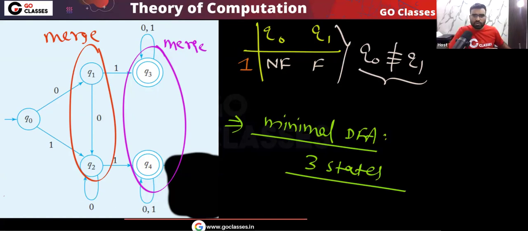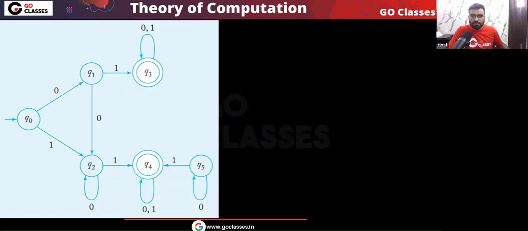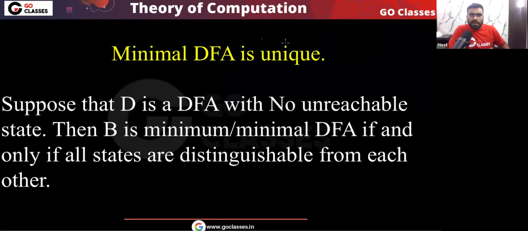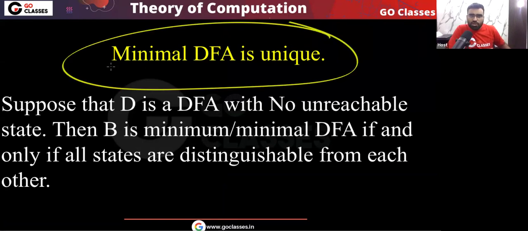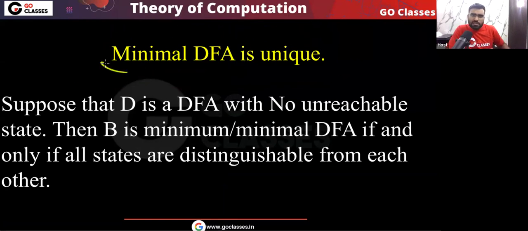Is this point clear to everyone? Please tell me. So we will have only 3 states in the minimal DFA. If you minimize this DFA, you will get only 3 states. Remember, this is an unreachable state, so you can remove it, and these are equivalent and these are equivalent. So the minimal DFA will have only 3 states. And let me tell you that the minimal DFA is unique for any regular language. Unique means there is exactly one DFA with the minimum number of states.